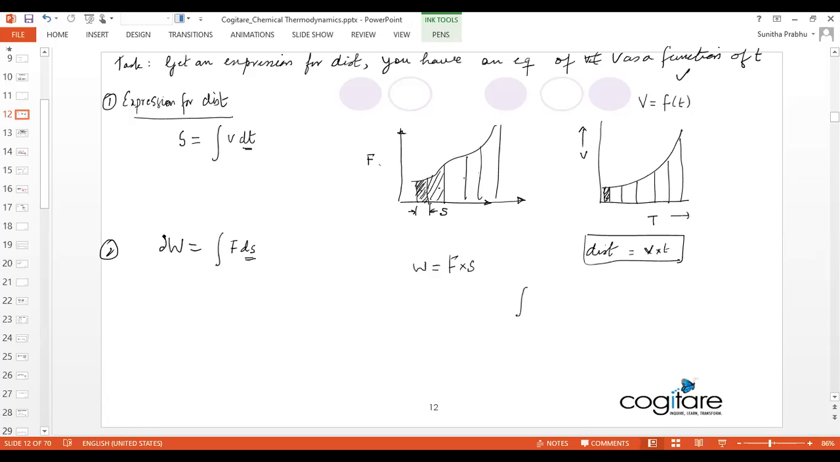So basically, when you say dW, it means small work, like W1, W2, W3. Small work dW is equal to F ds. W will be the summation of all such tiny works, so that will be nothing but the integral of F ds. So we are saying small work is equal to F into ds, and total work W will be equal to the integral of F into ds. Do you understand this?